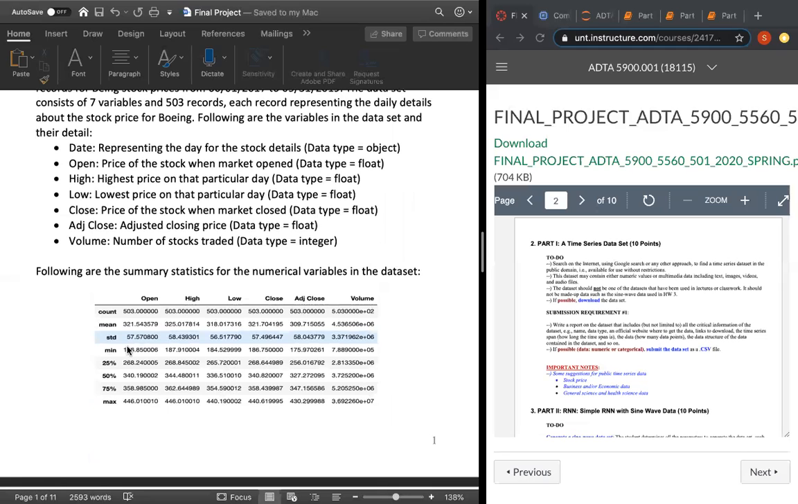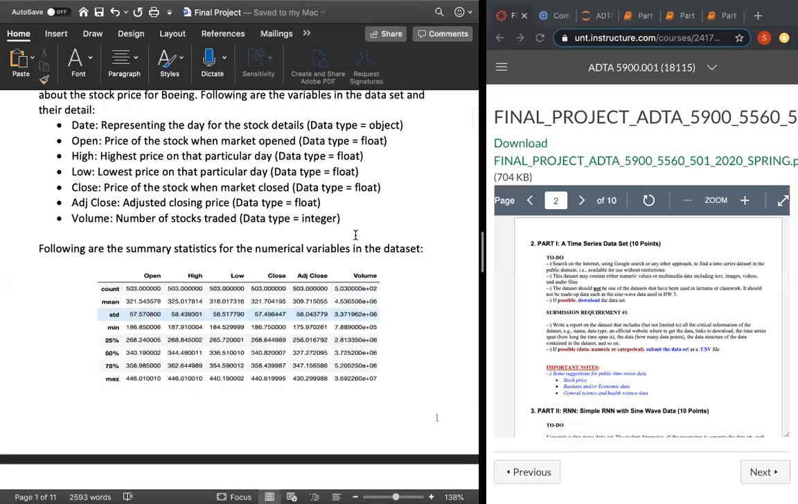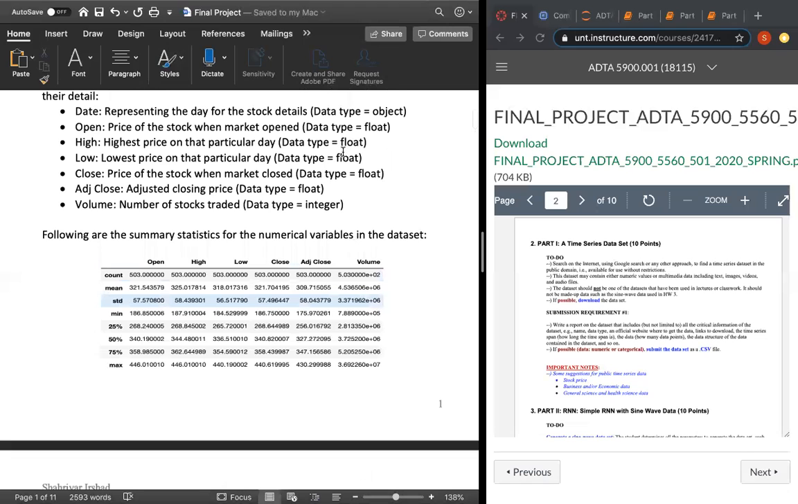And then here I have some summary statistics for the data set, which is only, of course, for the numeric variables. Also, I forgot to mention the data types. You can see I've mentioned the data types here. So date is, of course, an object data type, and volume is integer data type, and all the other variables here are float data type.